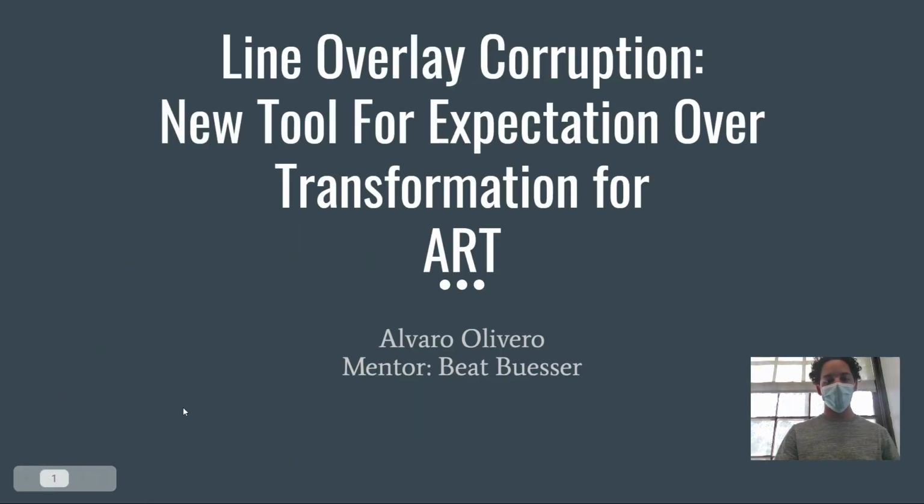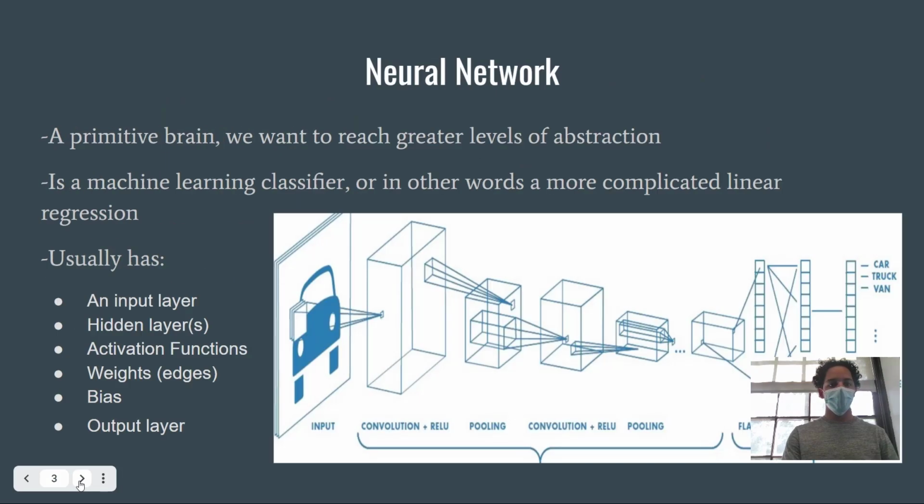Hi guys, I'm Alvaro. This is line overlay corruption. This is going to be a new tool for exploitation over transformation in art. I'll be explaining what art is in a second. So the first thing is, what is a neural network? Well, a neural network is a primitive brain, essentially.